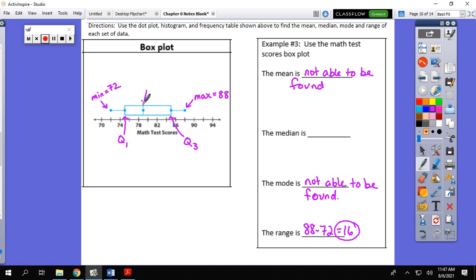This line in the middle of the box is displaying the median of this data set, which is being shown as, I've got to think this line here is 80. That line is halfway between these two lines, 78 and 80, which means our median is 79. So we can use a box and whisker plot to very quickly find the median and the range. If you were to see a box and whisker plot on the SAT, those would be the only two items they would be asking about, either the median or the range.